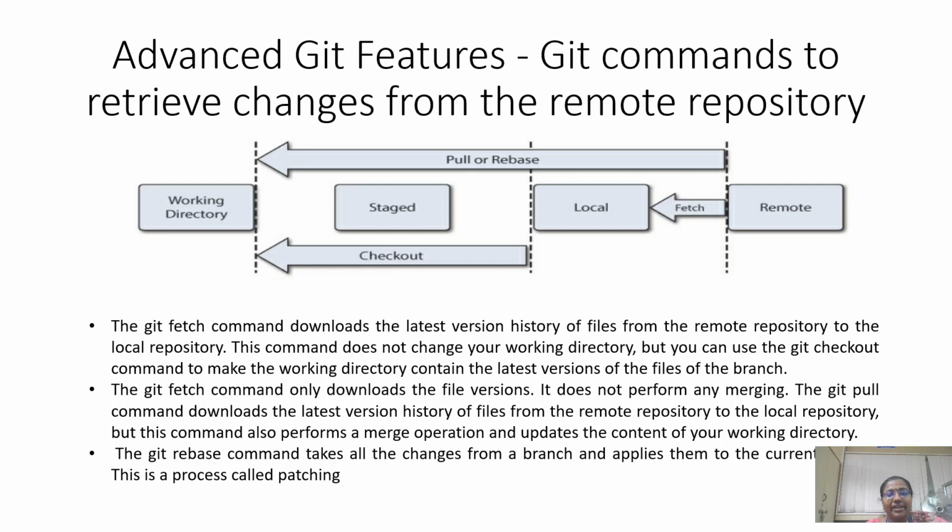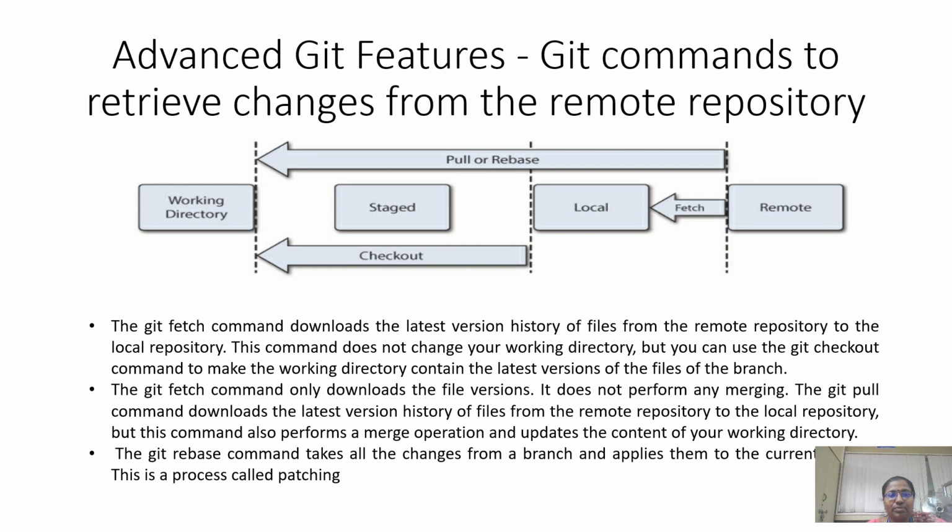And again, to get back from the repository to your working directory, you can use the git fetch command, which downloads the latest version history of files from the remote repository to the local repository. This command does not change your working directory, but you can use the git checkout command to make the working directory contain the latest versions of the files of the branch. The git fetch command only downloads the file versions. It does not perform any merging.